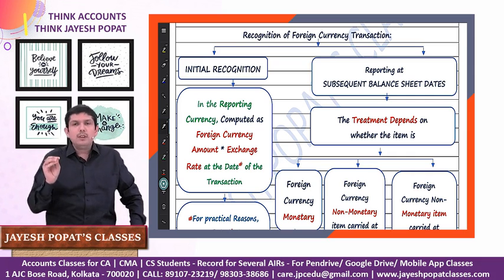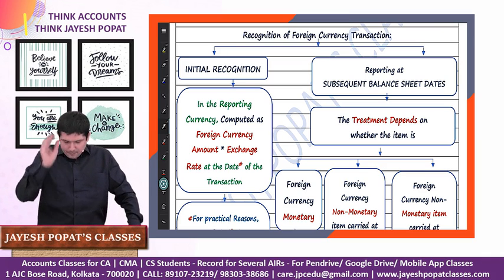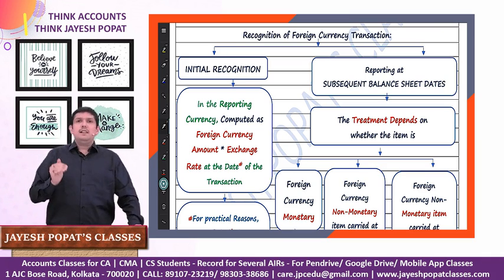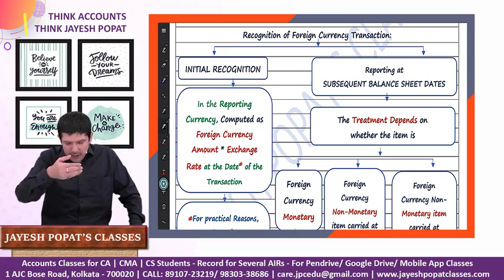So whenever we talk about these foreign currency transactions, there are two things which we primarily deal with. One is the initial recognition. Initial recognition would mean that the first time the transaction has taken place, we record it in the books of account.